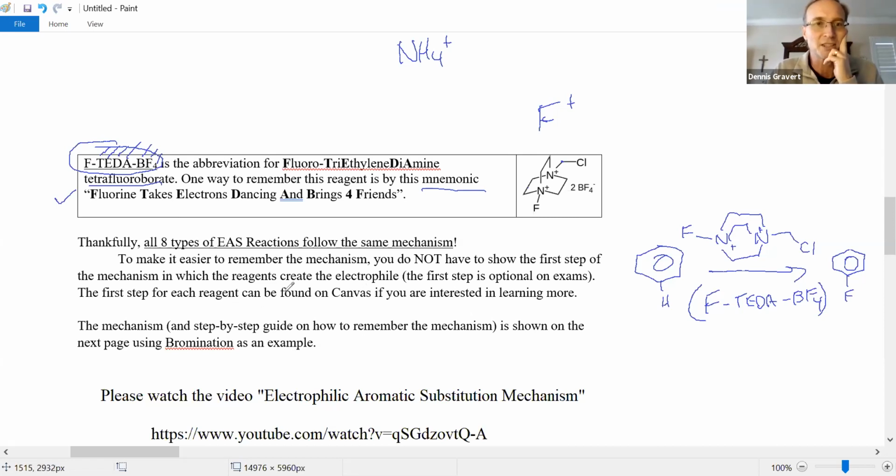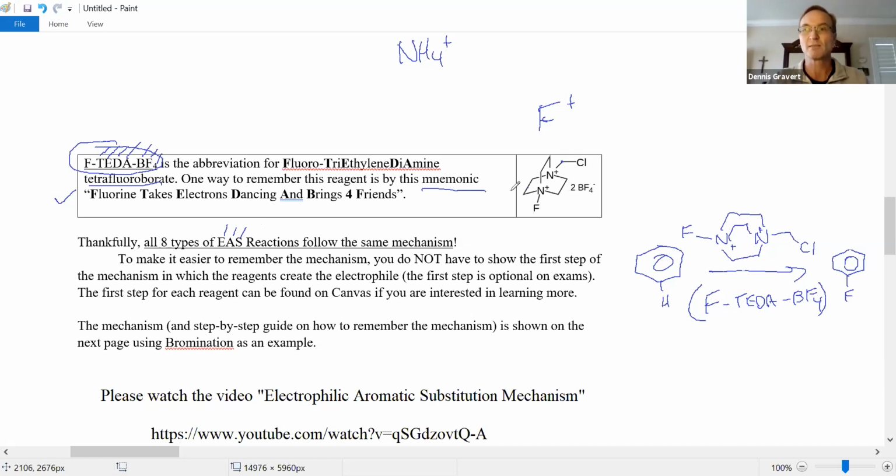What's all this gibberish in here? Thankfully, all 8 types of EAS, electrophilic aromatic substitution reactions, follow the same mechanism. Oh my goodness, thank you. Right, so we just saw 8 reactions. Do we get 8 different mechanisms? No, we got 1 mechanism. All you have to do is change a reagent.